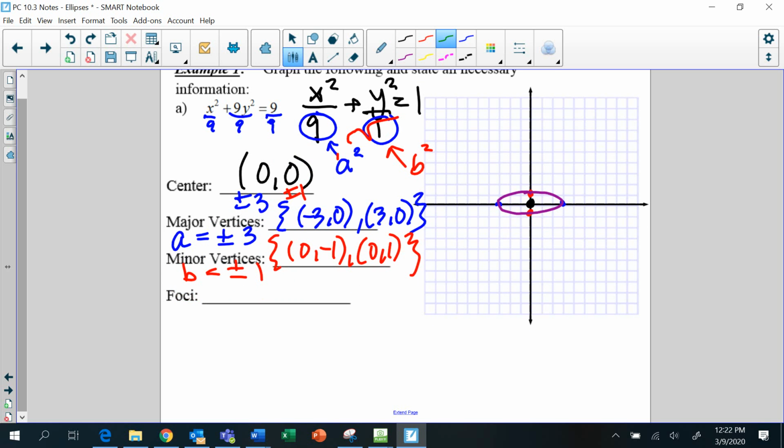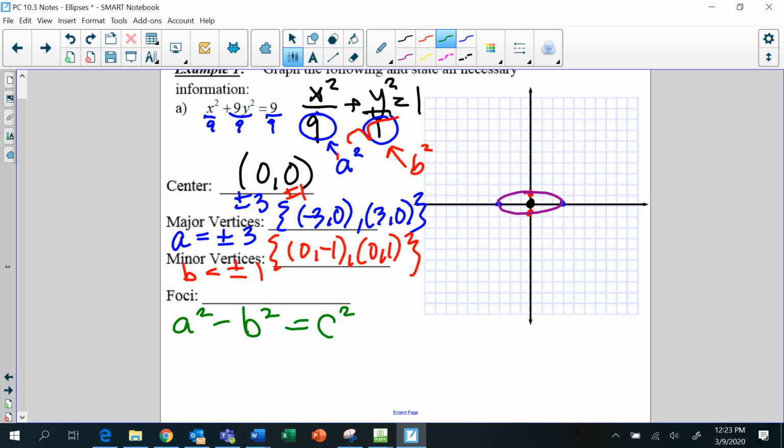To find the foci, we do a squared minus b squared equals c squared. And then the foci uses the c value. So a squared minus b squared equals c squared should sound familiar. Fully not, like the Pythagorean theorem, but it's not. You're subtracting it instead. This is how you find the foci.